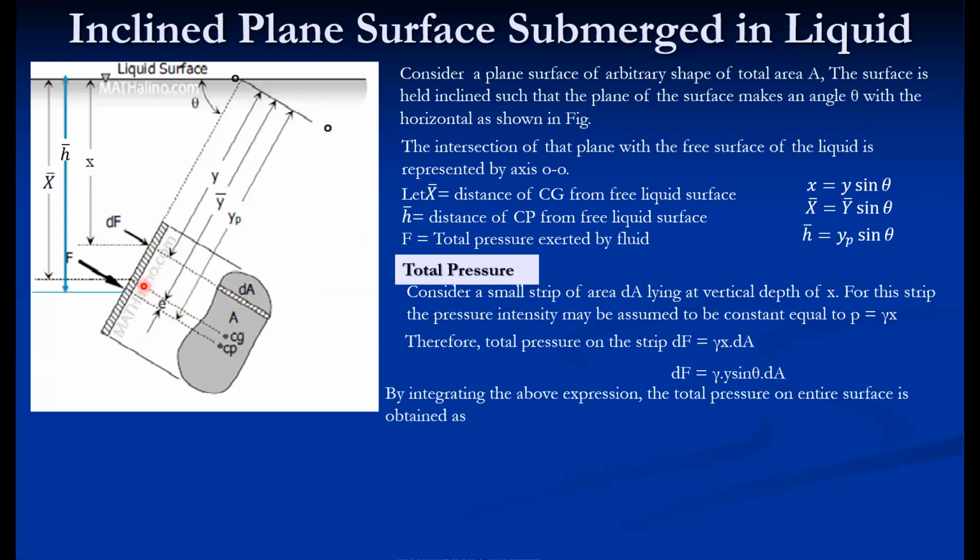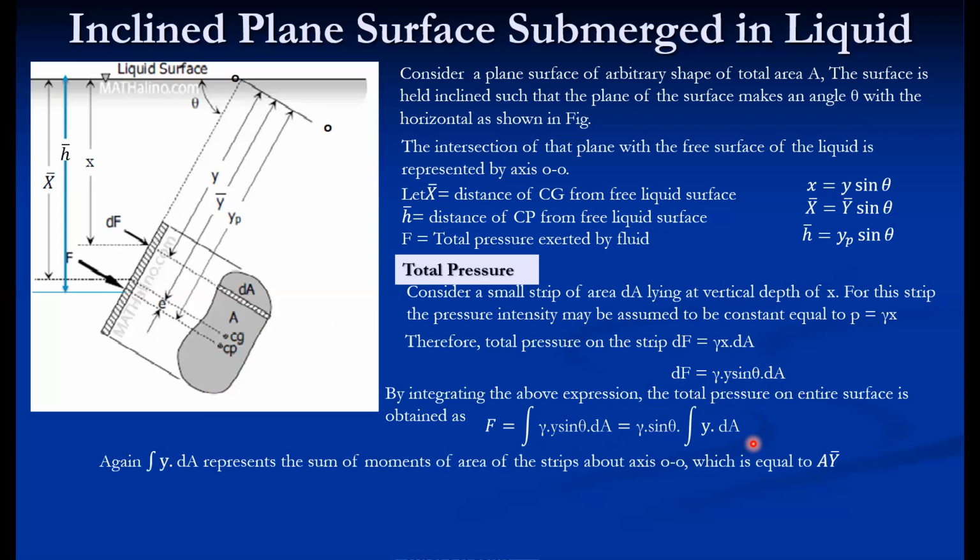So the total pressure acting on the entire surface is obtained by integrating the above expression. So F is the integration of dF, that is gamma Y sine theta into dA. Gamma sine theta is constant, so that is equal to gamma sine theta times the integral of y dA. So as per the engineering mechanics principle, integral y dA is the area into perpendicular distance.